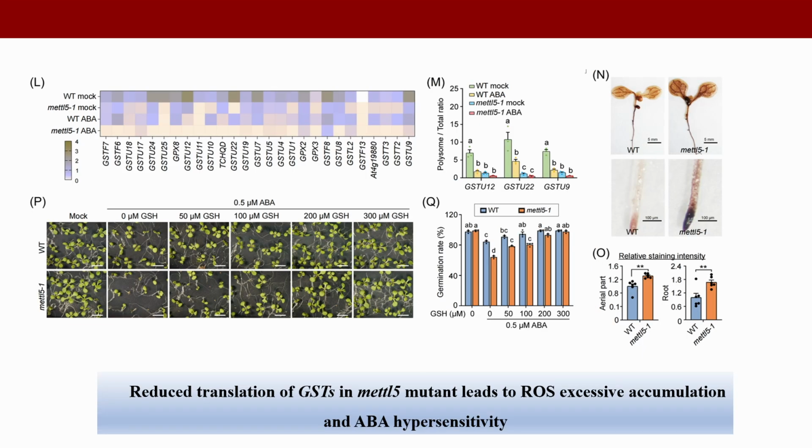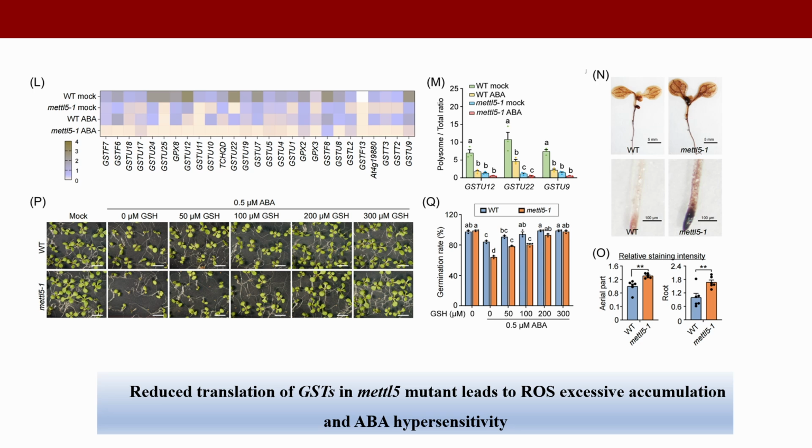Polysome-seq data revealed a clear decrease in the translation efficiencies of GSTs and GPXs, two gene families involved in detoxifying ROS. qPCR further confirmed the significantly reduced translation efficiencies of GST genes in mettl5 mutants compared to wild-type plants. A deficiency of detoxifying enzymes may lead to excessive accumulation of ROS, resulting in ABA hypersensitivity.